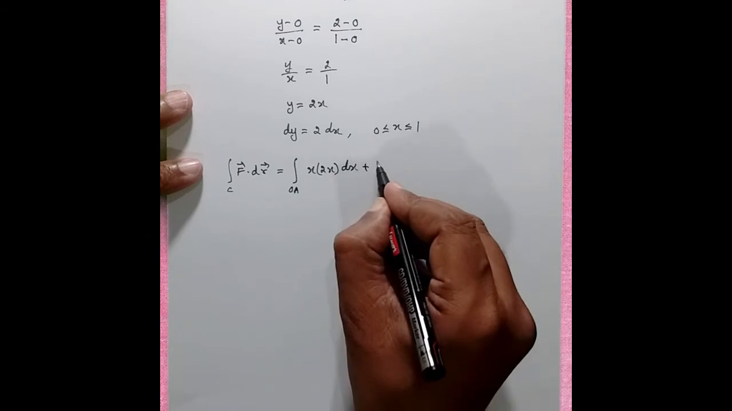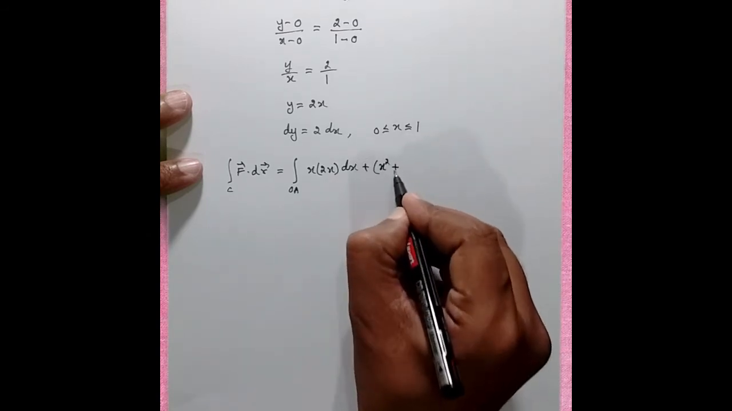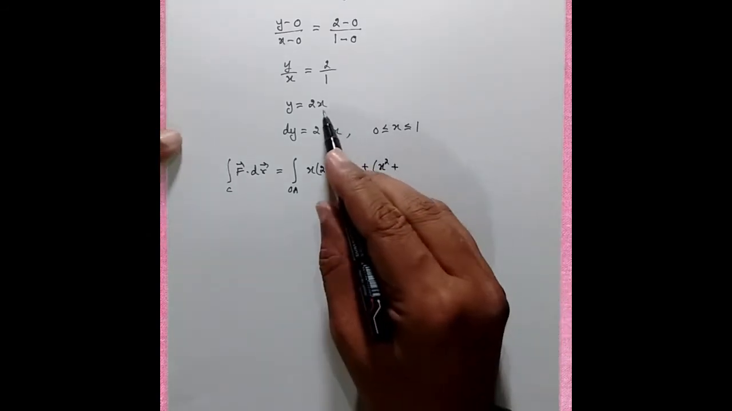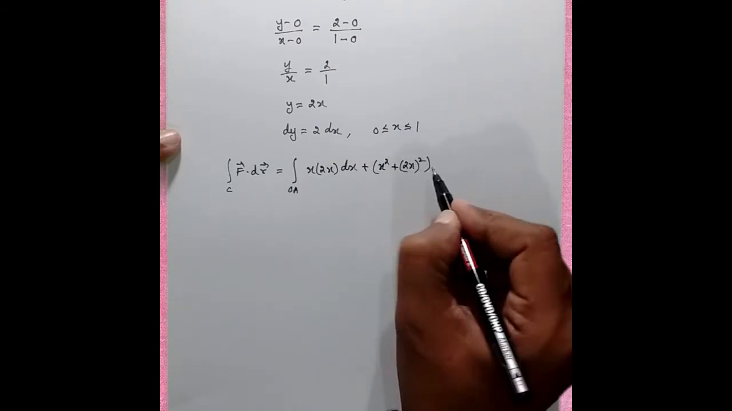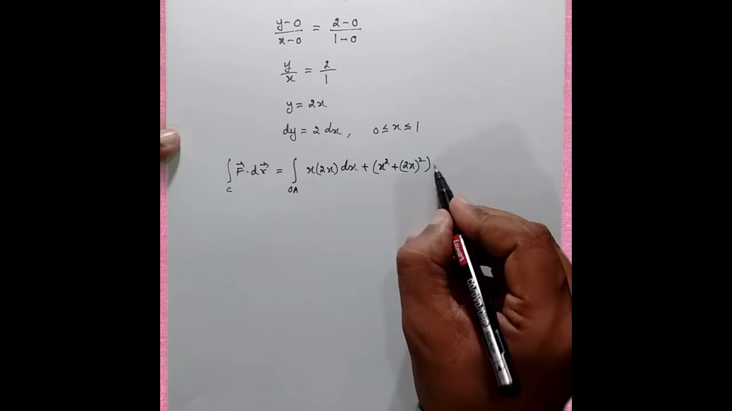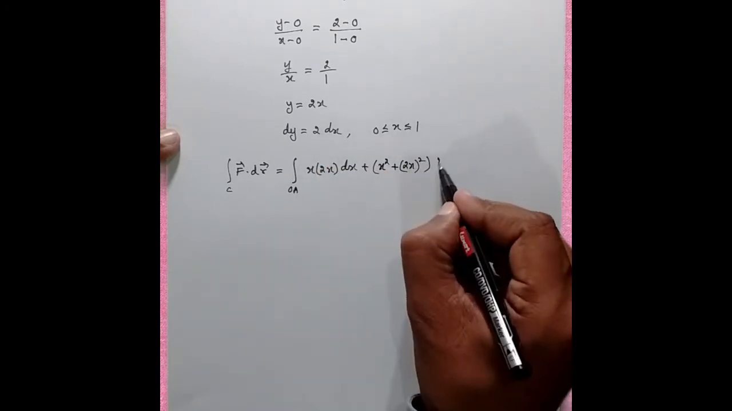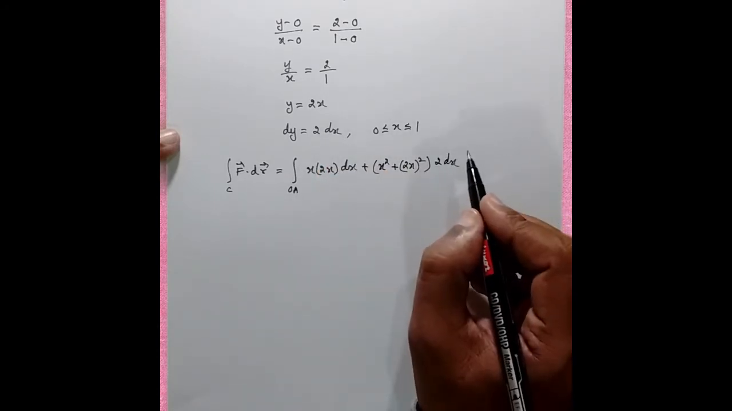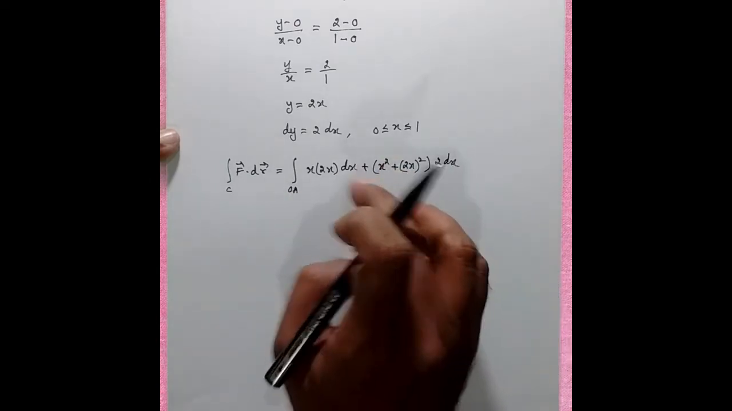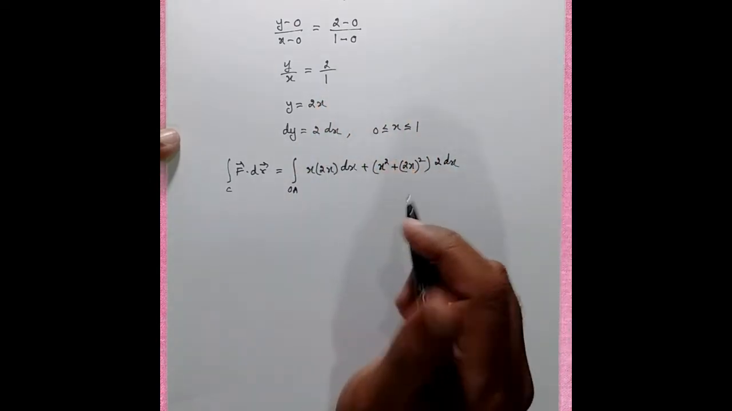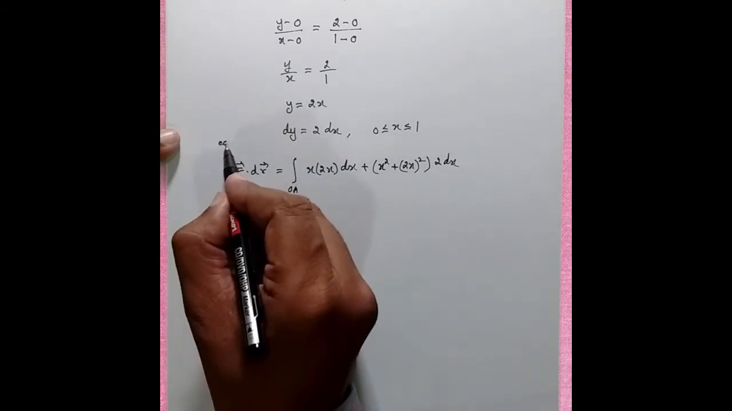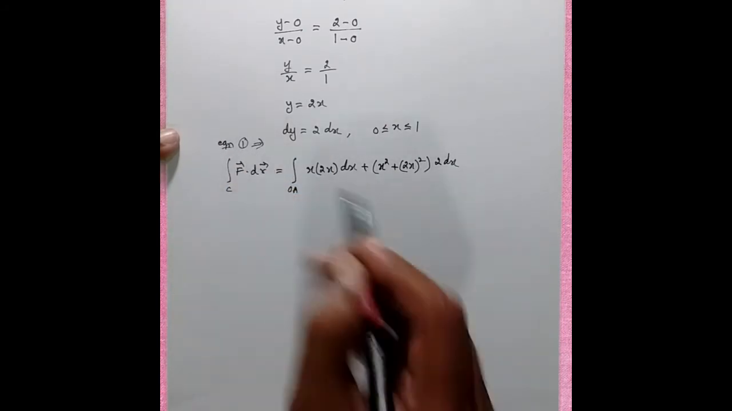Plus the next term, you have x square plus y square. What is the y square value? It is 2x whole square. So x square plus y square into dy is there. What is dy? It is 2 times dx. So I just plugged in these values of y and dy back in equation number 1.